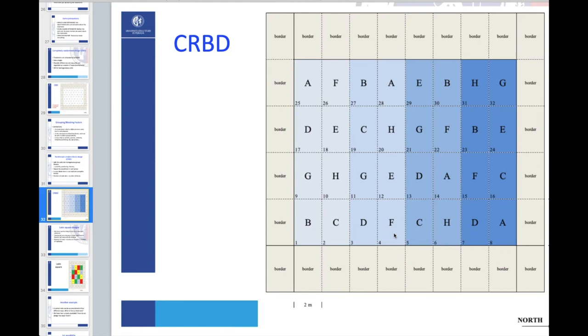What is the advantage? Take the treatment A. I have the treatment A here in the first block, in the second block, in the third block, and in the fourth block. And therefore, the treatment A is put in all different fertility conditions. So in this case, I can avoid any systematic effects because all treatments are in all fertility conditions.